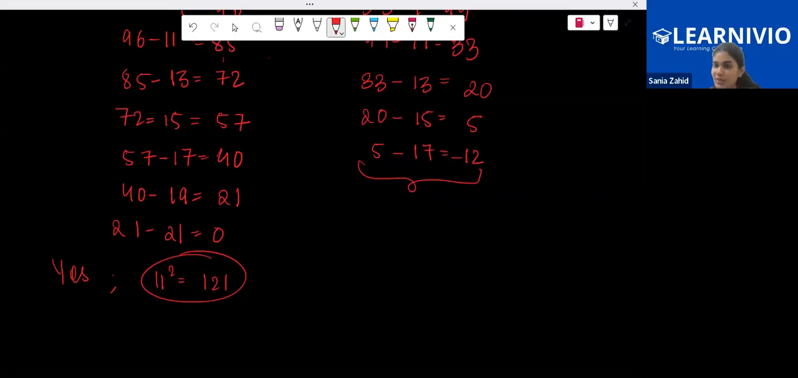Like the first part. So is that thing clear? If you get a negative number, that means it is not a perfect square. Like here you're getting minus 12. So that means 69 is not a perfect square, because you got a negative number at last. You'll just stop here. You'll not subtract ahead. And you'll write, since we're getting a negative number at last, hence it is not a perfect square.